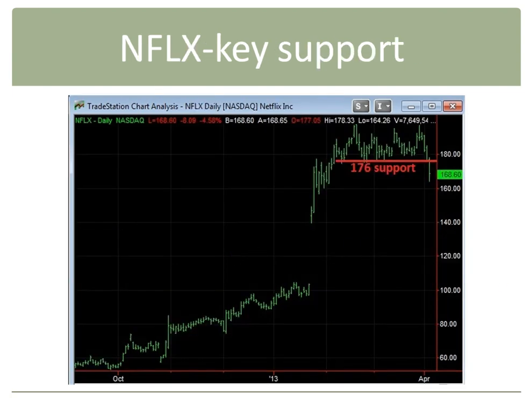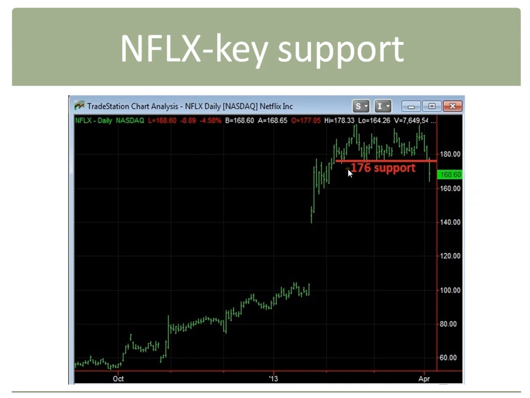Here's another one that everybody likes to trade, Netflix, and this 176 support. These charts are from a few days ago, so they're not updated on the price, but you can see where this 176 support area held for so long, and then eventually, after you try it 1, 2, 3, 4, 5, 6, 7, 8 times or so, it cracks and breaks, and when it broke hard, it fell about 15 points on the day that it broke that major support area.